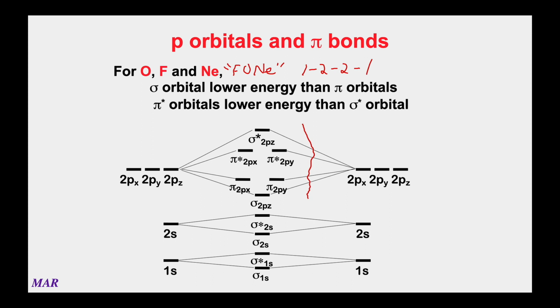So these types of interactions, which are for O2 and F2 and Ne2, which is possible, you want to use the 1-2-2-1 configuration instead of the 2-1-2-1. The bonding orbitals are trading places, but the antibonding orbitals stay in the same spots. It's only the bonding ones that make a difference here.